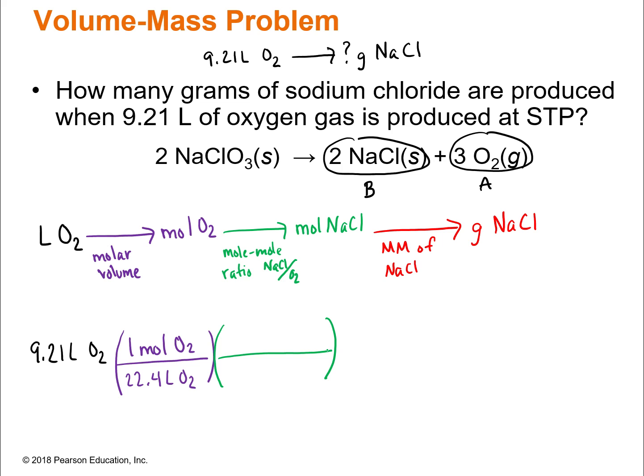For the mole ratio, it's always what we're trying to find over what we already know about. We're trying to figure out how much sodium chloride we make. So that means the moles of sodium chloride from the chemical equation go on top. We're given information about the oxygen gas. So the moles of oxygen gas that are produced in the chemical equation go on the bottom.